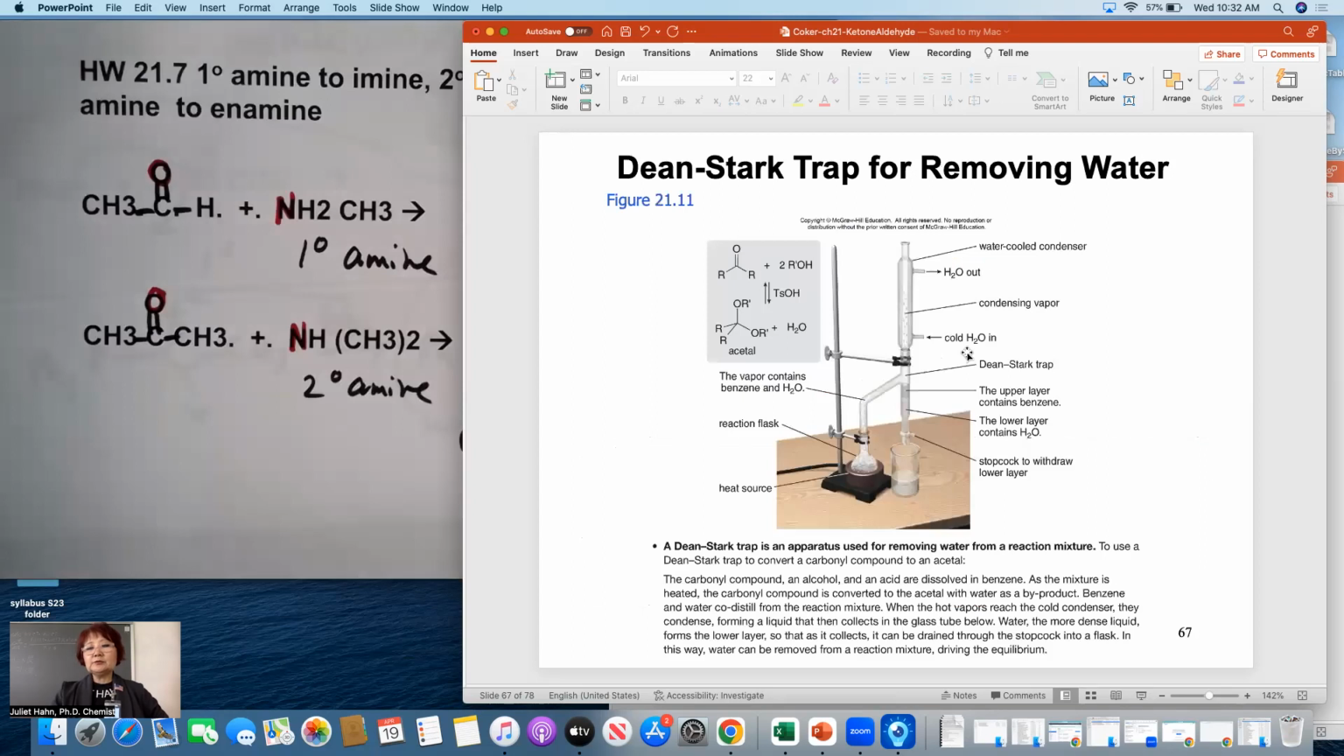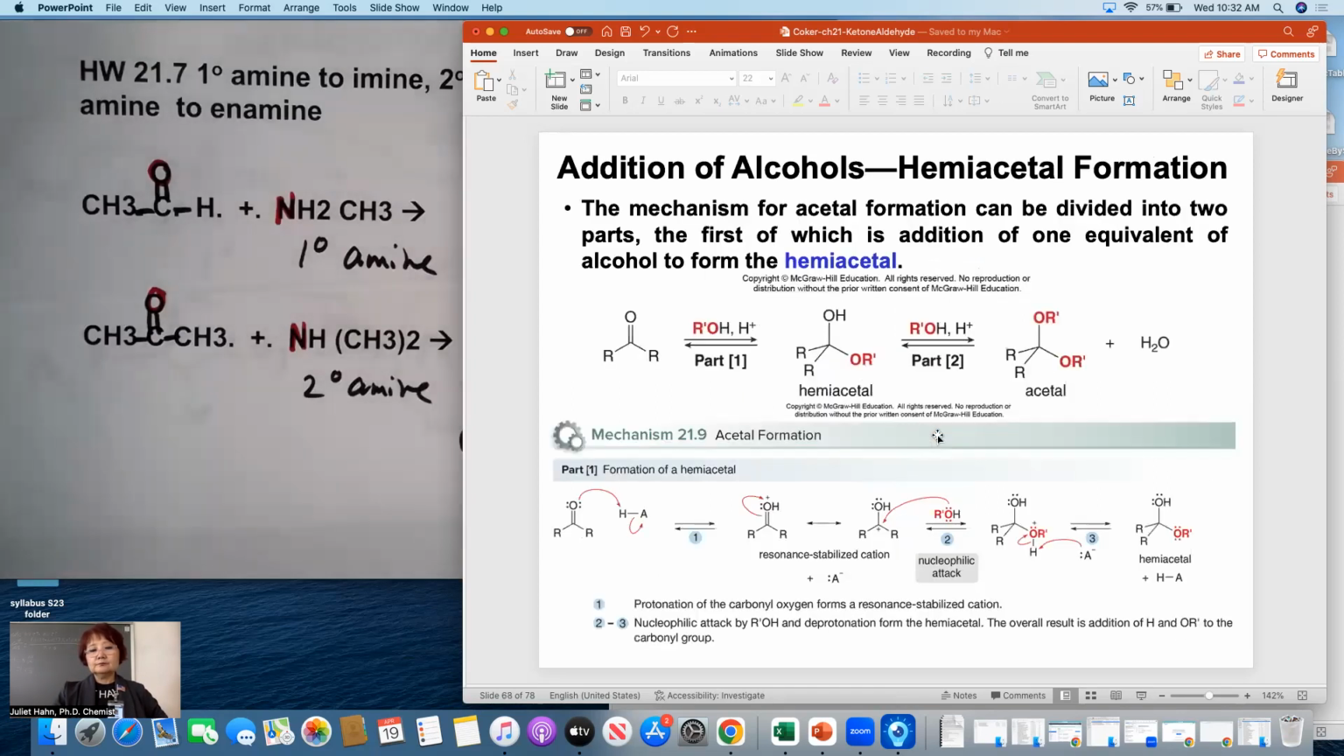And this is how you would do it, because it actually is a totally reversible reaction. The reaction will go forward if you are able to remove water. So you use this special piece of equipment to remove water. So here is our acetal formation with our 2 alcohols. And you could actually look at the reaction. I'm not going to hold you responsible for the reaction mechanism.